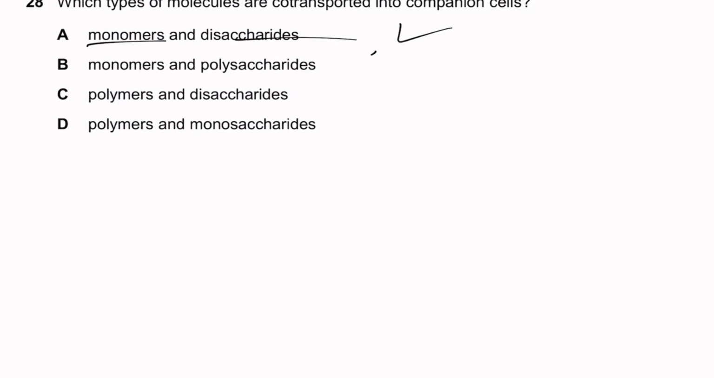Monomers and polysaccharides, no, there are no polysaccharides being translocated. Polysaccharides stay within the cell, within the storage compartments, like for example, starch stays within the chloroplast. Polymers and disaccharides, no, again, no polymers, so it's definitely A.